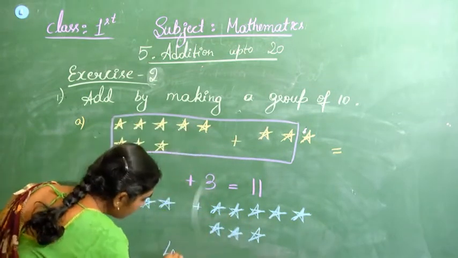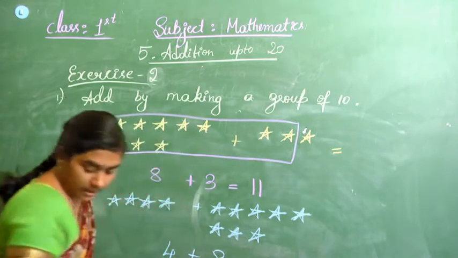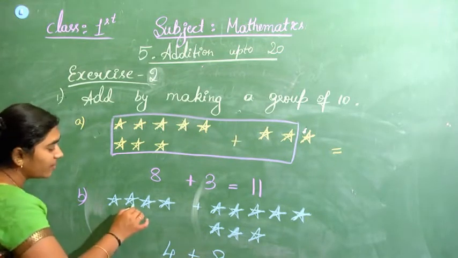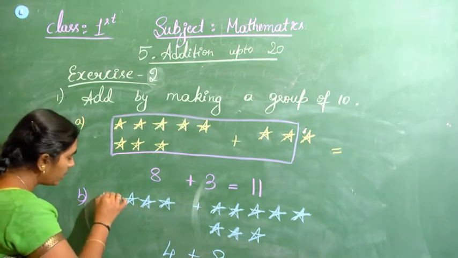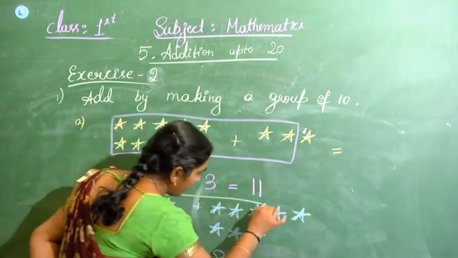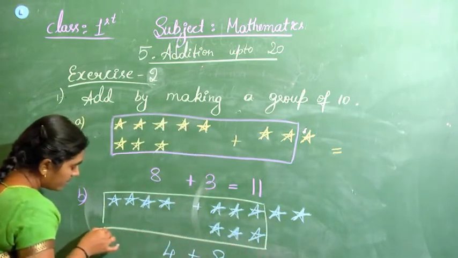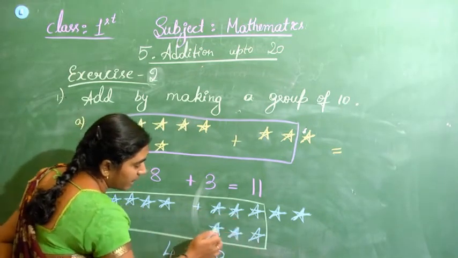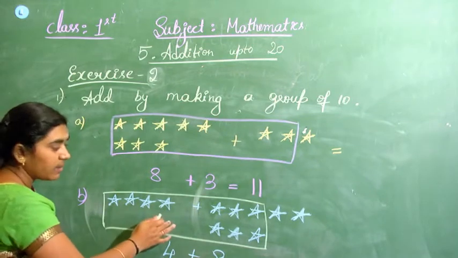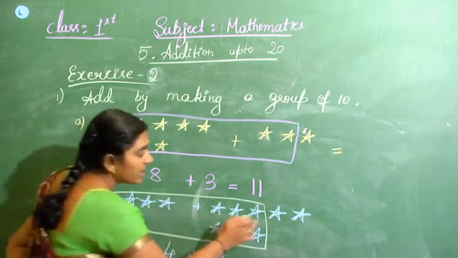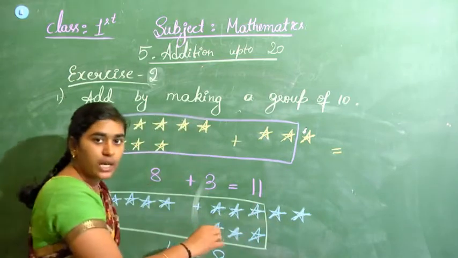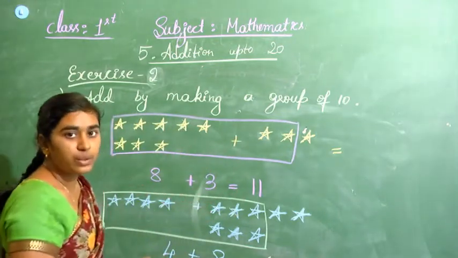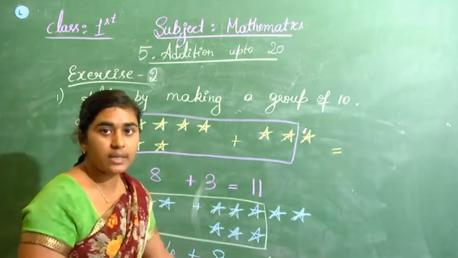So 4 plus 8. Now make a bundle of 10. See here, 4 are there. How much is to be added to 4? We have to add 6. Right? 4, 5, 6, 7, 8, 9, 10. So the number of bundles here is 1, that is 10. 10 and 2 stars are remaining. 10 plus 2 is 12. So 4 plus 8, the answer is 12.